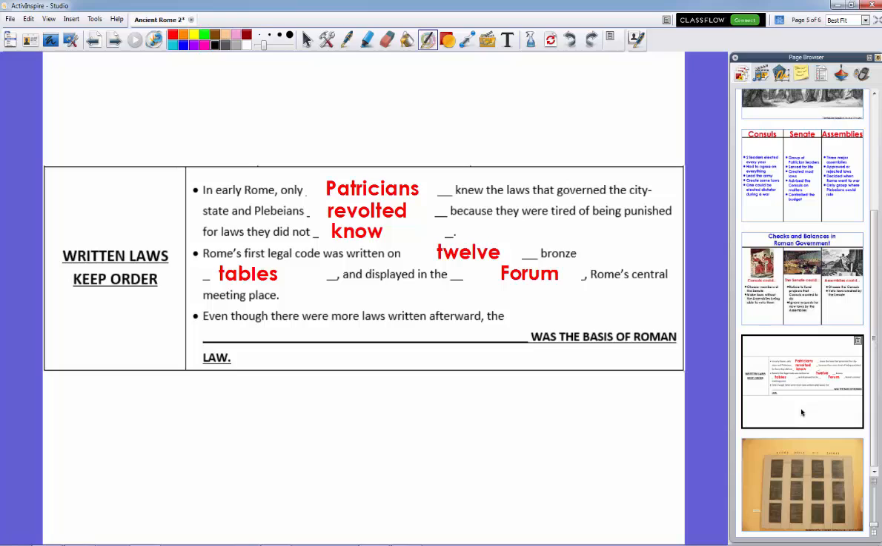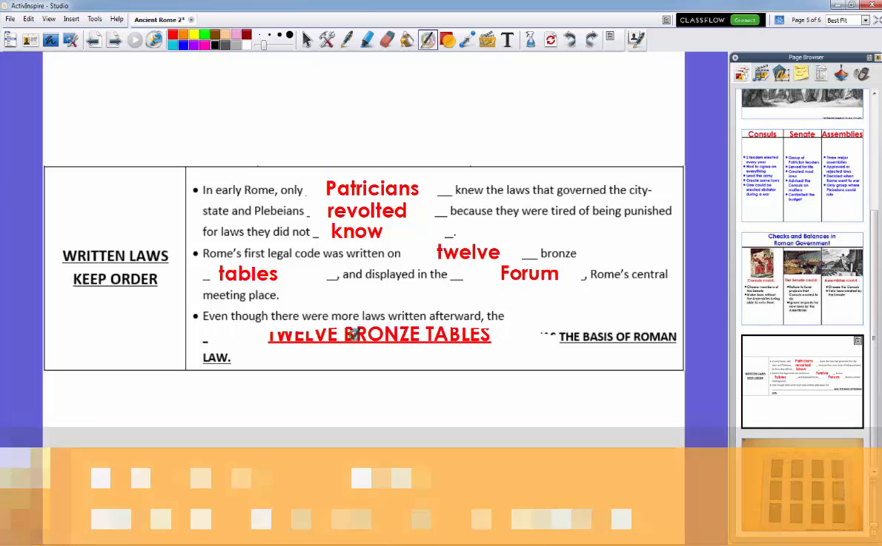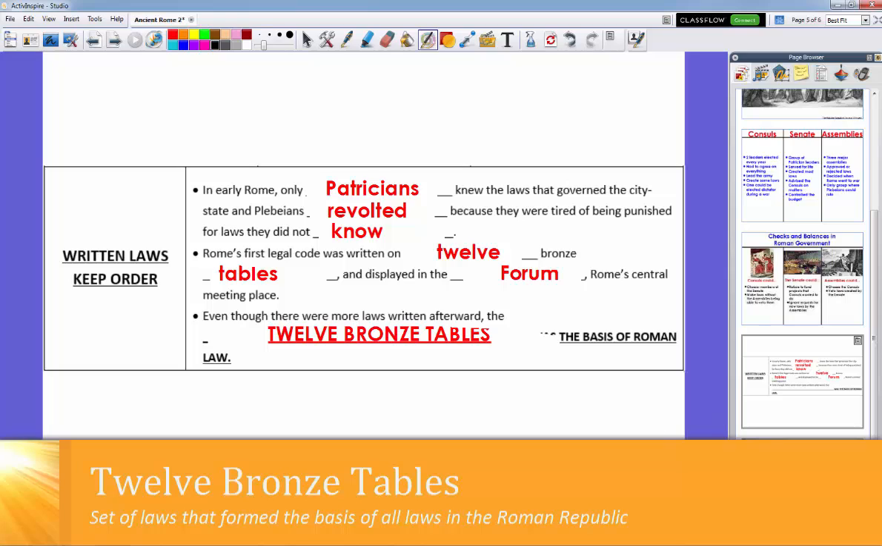Now, even though there were lots more laws written and there were law books in place for this, the 12 bronze tablets were the basis of Roman law. These were the baseline of laws on which all other Roman laws were established, and these were written around 500 BC. So this is everything for the lesson. I know it's kind of long, I know it's kind of boring. Most people don't find civics very exciting, so let's sum this up real quick.